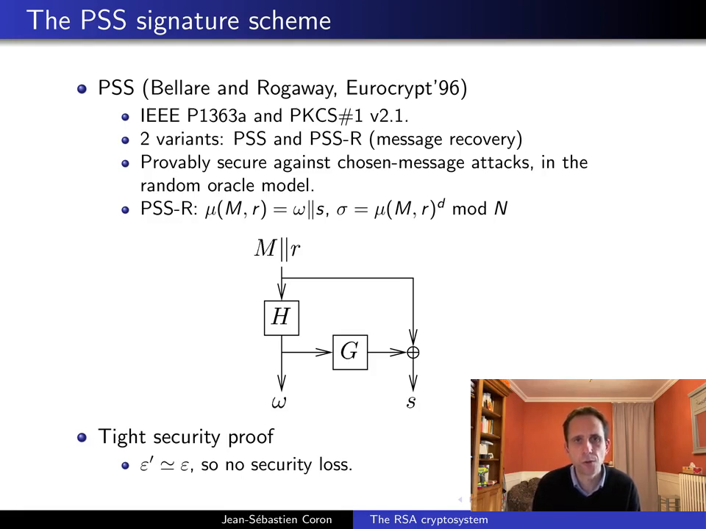The encoding function of the message M is omega and S. And this encoding is actually probabilistic, so we are going to use some randomness R.